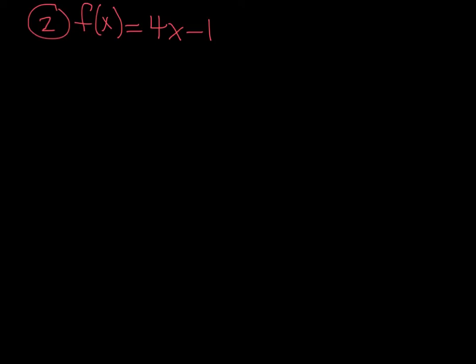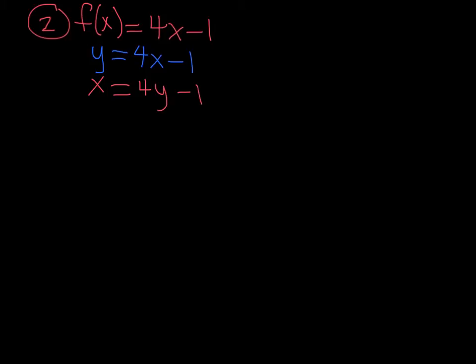So for number 2, if you feel like you can do it, you can work this out on your own. If you are still not sure, feel free to just watch me do it. My first step is going to be to rewrite the f of x as y equals something. From there, I have to interchange my x and my y. I get x equals 4y minus 1.